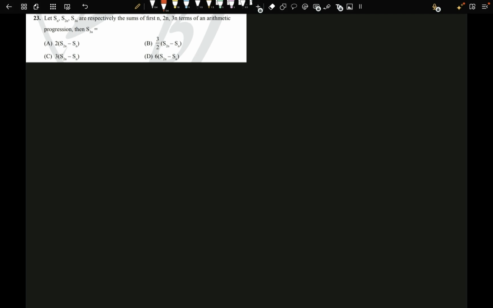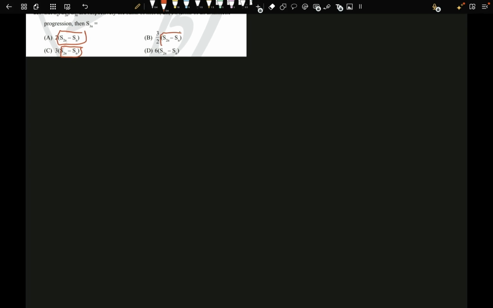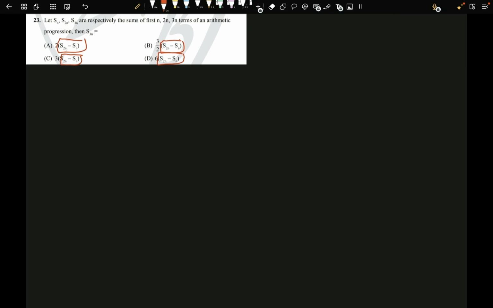Let Sn, S2n, S3n be respectively the sum of n, 2n, 3n terms of an arithmetic progression, then S3n will be equal to. So first of all, in these kind of questions, we first see the options. The options tell us that we have to calculate S2n minus Sn. See, in every option there is S2n minus Sn. So we'll calculate that.